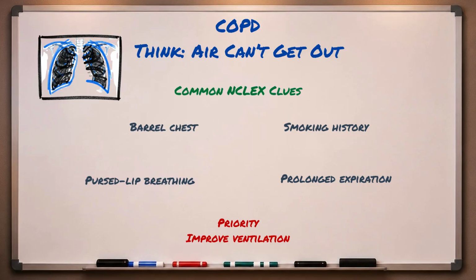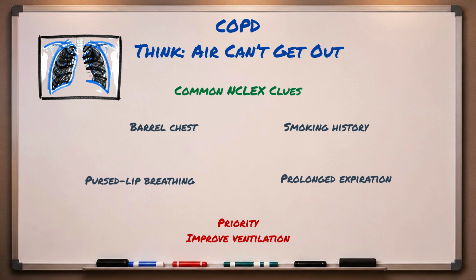Next, let's talk about COPD. COPD is different from asthma because the problem isn't getting air into the lungs. The problem is getting air out. Remember our shortcut. COPD means air can't get out. Over time, damage to the lungs causes air to become trapped inside. The patient can inhale, but exhaling becomes much more difficult.